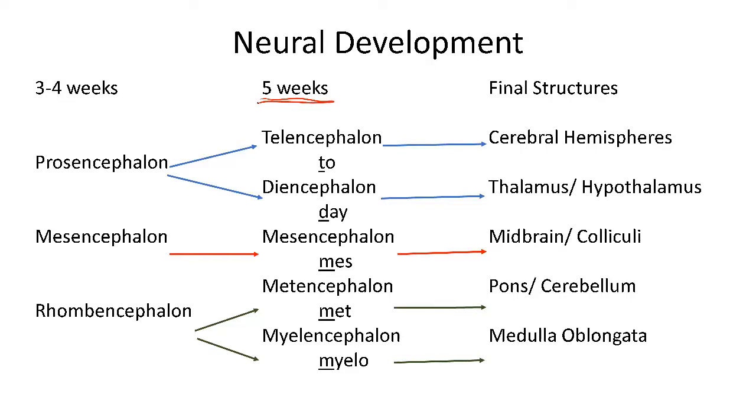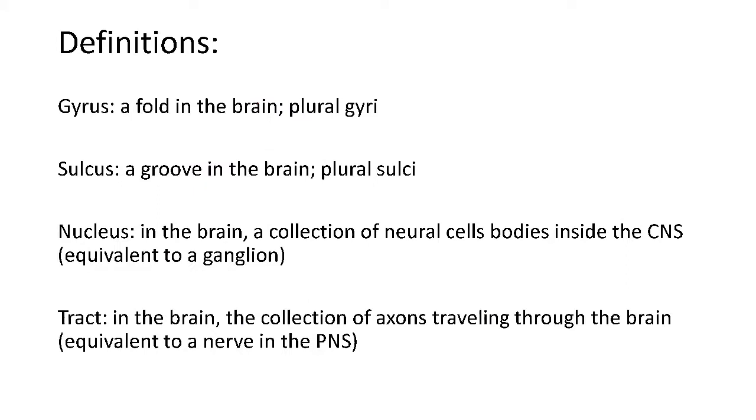So this chart is right out of the lab book, but I redrew it with the colors to try and help you find it. So let's do a few definitions before we actually get into the parts of the brain, just so we have them when we talk about them. A gyrus is a fold in the brain. So if the brain does this fold thing, a single fold is a gyrus. The plural is we have multiple gyri.